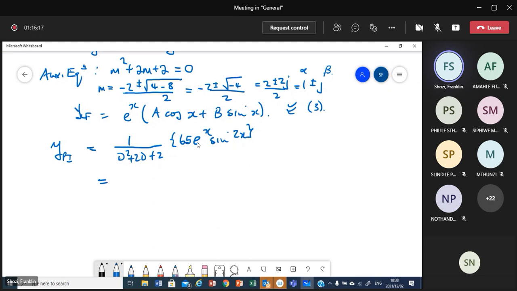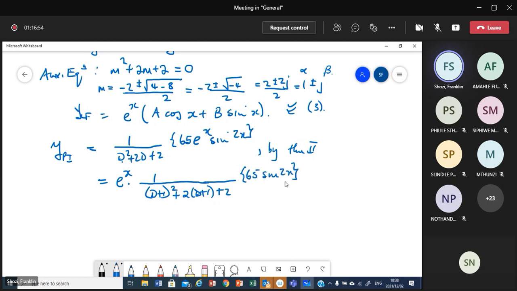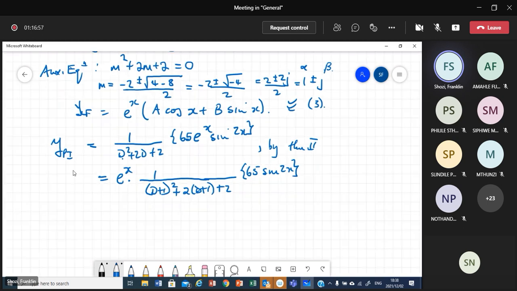Which theorem to use here? Theorem 2. There is an exponential and the function. So theorem 2, e to the power x, 1 all over. Theorem 2, d is replaced by d plus the index of the coefficient. It's d plus 1 all squared plus 2 times d plus 1 plus 2. And we are left with 65 sine 2x. Next.